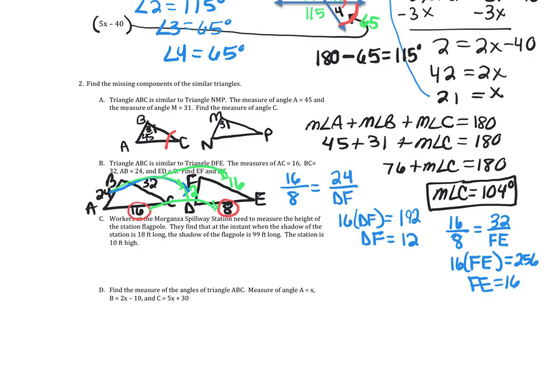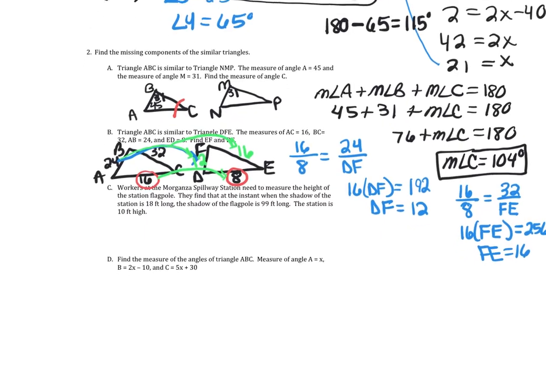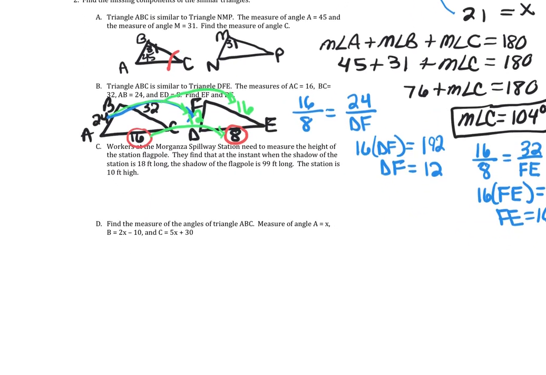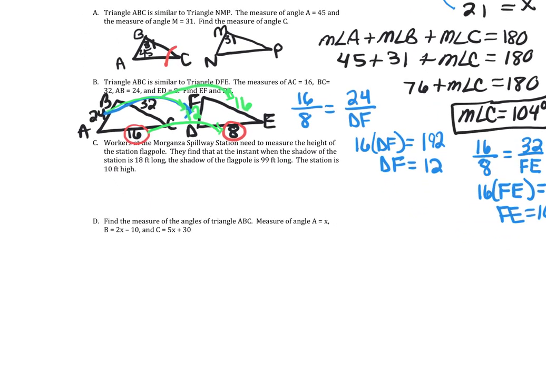All right, we've got word problems. Morganza Spillway Station needs to measure the height of a station flagpole. They find that at the instant when the shadow of a station is 18 feet long, the shadow of the flagpole is 99 feet long. The station is 10 feet high. Okay, so we've got a relationship here where you would draw a triangle.